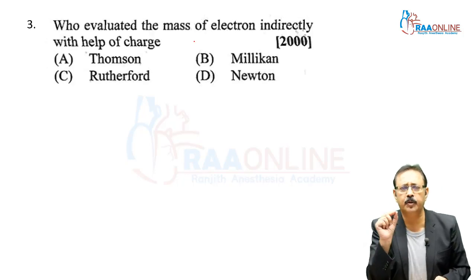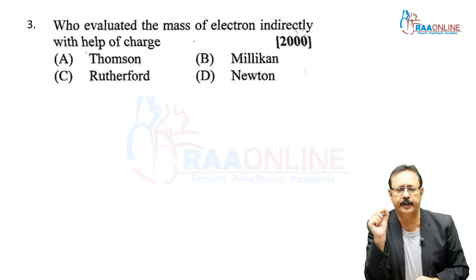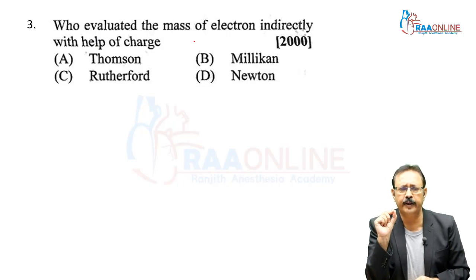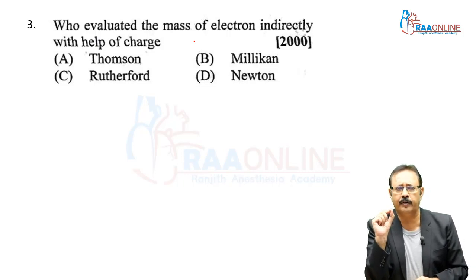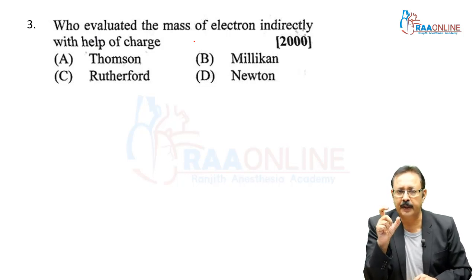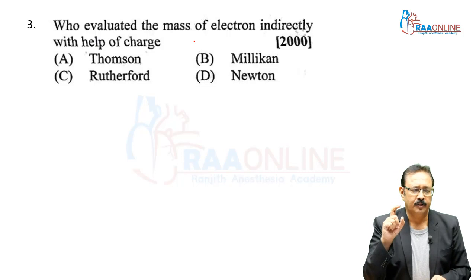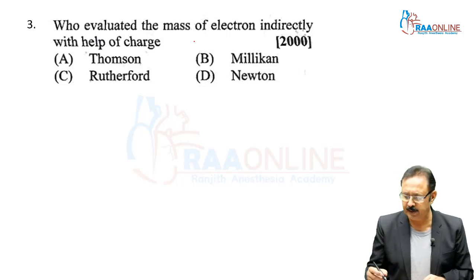Third, it is from 2000 AIPMT. Who evaluated the mass of electron indirectly with the help of charge? You know that specific charge means e upon m. It was calculated by Thomson. So for third, we are going with A.